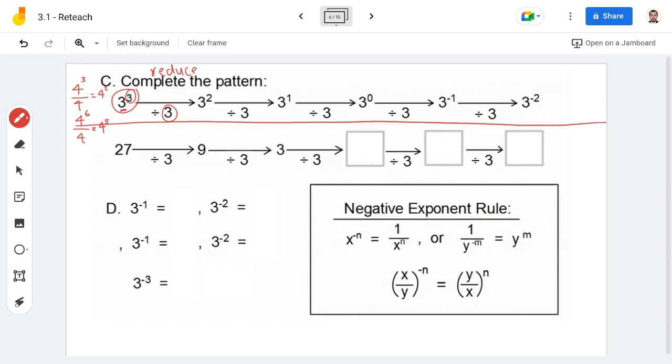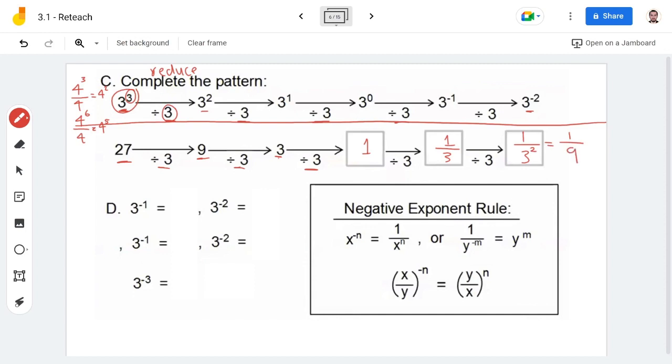Okay. Now, as you can see here, 3 to the power of 3 divided by 3, it's 3 to the power of 2. 3 to the power of 2 divided by 3, 3 to the power of 1. 3 divided by 3, which is 3 to the power of 0. 3 to the power of 0 divided by 3, 3 to the power of negative 1. Then 3 to the power of negative 2. Okay? Now we do the same thing. If we divide 27 by 3, it's equal to 9. 9 divided by 3 equals 3. 3 divided by 3 is equal to 1. 1 divided by 3, 1 over 3. 1 over 3 divided by 3, 1 over 3 to the power of 2, or we can say 1 over 9.